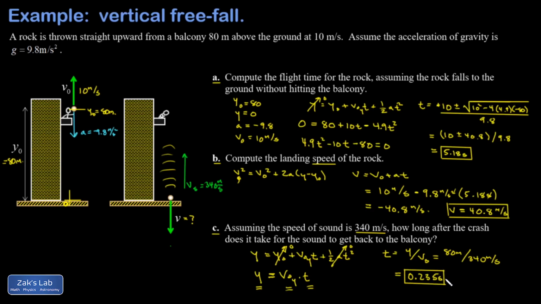In some versions of this problem, you're asked for the total time that it takes to hear the crash of the rock into the ground. So you would just take the travel time for the sound and add it to the travel time for the rock to get to the ground, and you get the total time. To 3 sig figs, that comes out to 5.42 seconds.